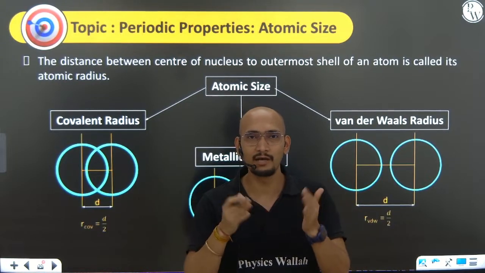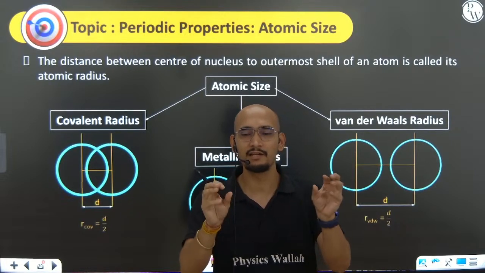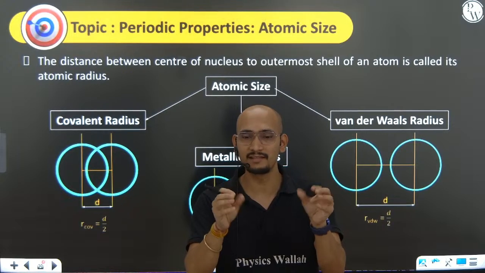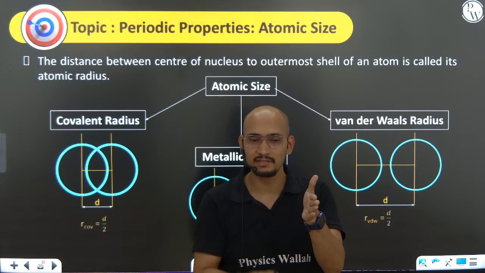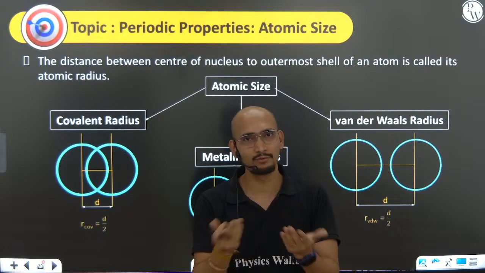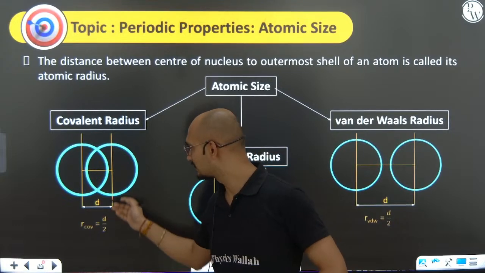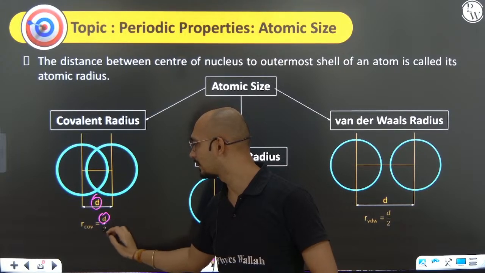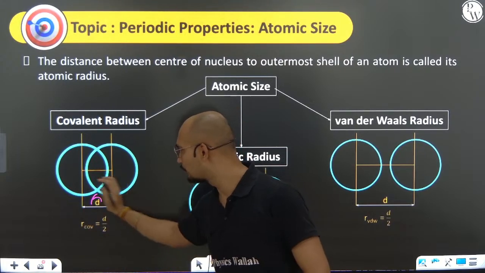So how do we find out this covalent radius? We just find out the internuclear distance, the distance between the two nuclei, and then whatever that is, we just divide by 2. So half of that distance is known as the covalent radius. This is the internuclear distance, and R covalent equals d by 2. Not a big deal. I hope you all understand it.